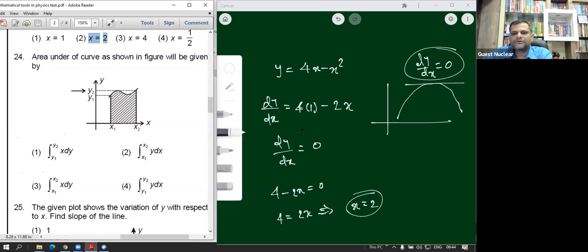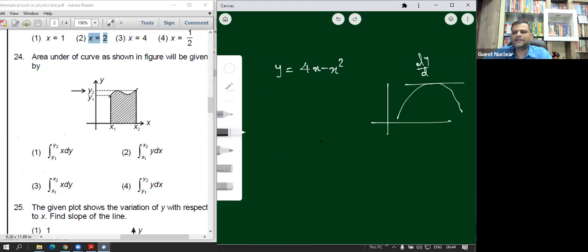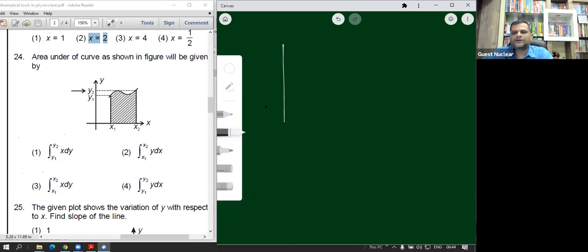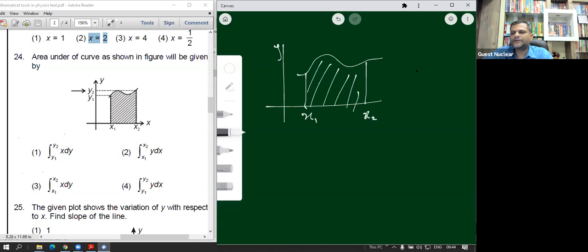Okay, this 24th question is just based on the concept we have seen last time. कल हमने एक कंसेप्ट देखा था. देखो, अगर सपोज एक ग्राफ हमारे पास है, इस टाइप का, तो उसका नीचे का जो एरिया होता है x1 से लेके x2 तक, वो हमको मिलता है इंटीग्रेशन से. ये पूरा जो एरिया है, ये एरिया हमको मिलता है इंटीग्रेशन ऑफ y into dx from x1 to x2. This is the basic concept.